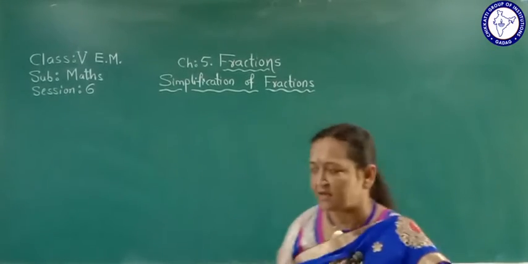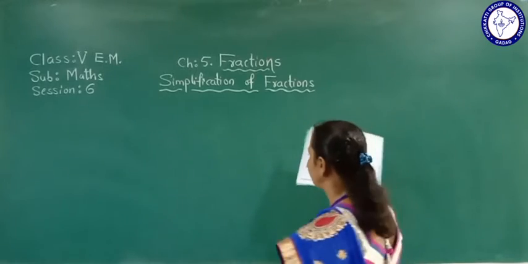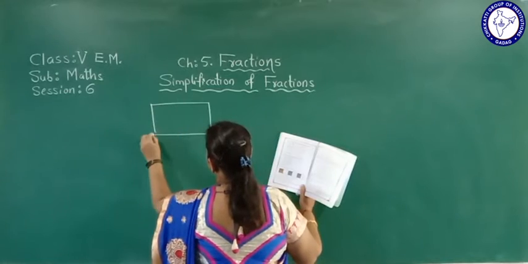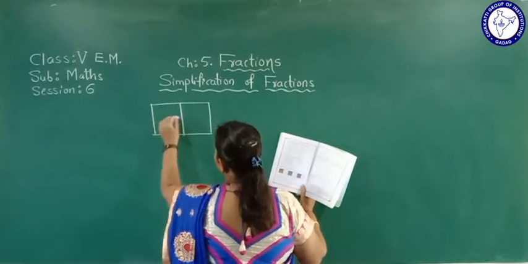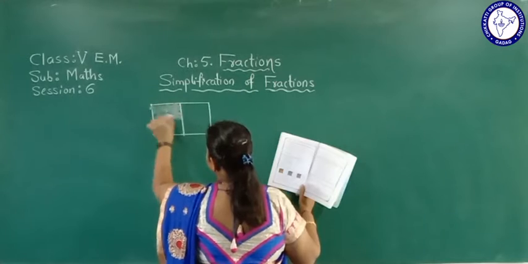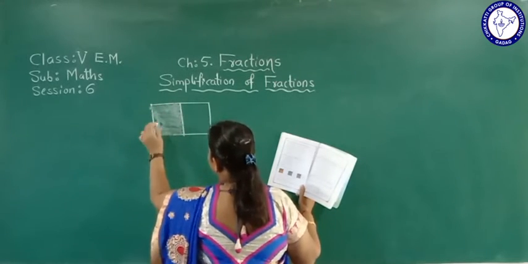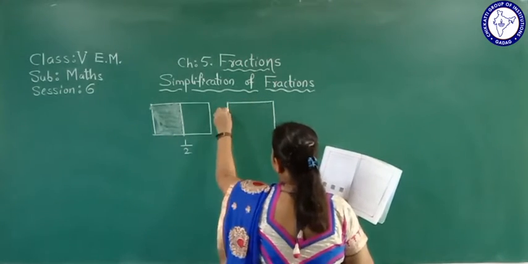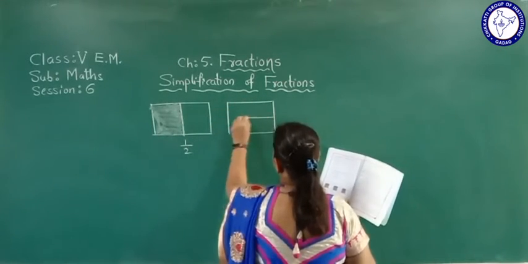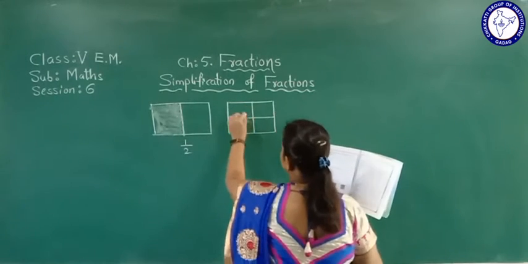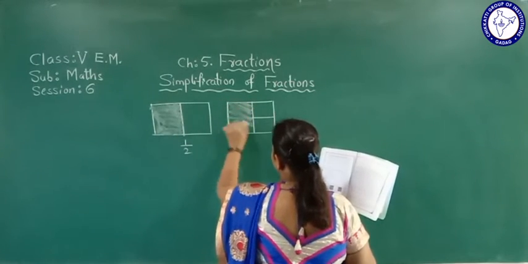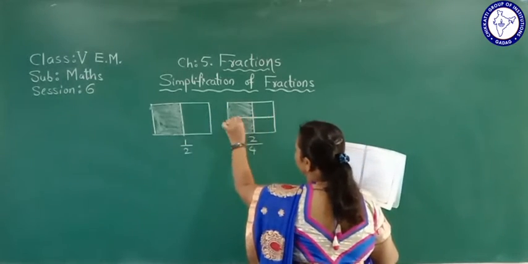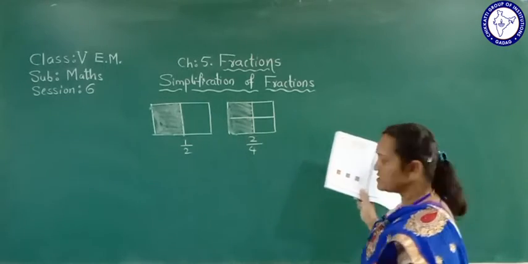Now in our earlier classes we have learned about equivalent fractions. This figure we have already studied: if two parts are made and one part is shaded, we call it 1 by 2, isn't it? Now in the same figure, if I make 4 parts and 2 parts are shaded, then we write it 2 by 4. Out of 4 parts, 2 parts are shaded.